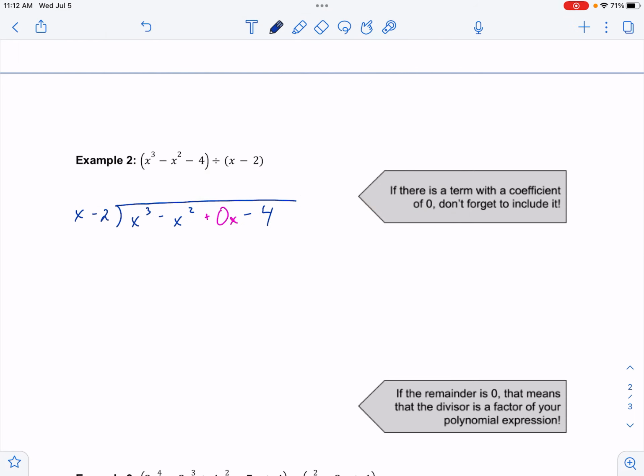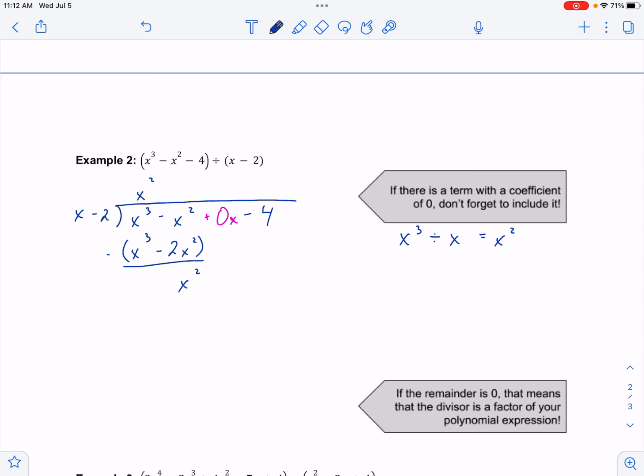Once again, I compare my first term of the question, x cubed, with the first term of the divisor, which is x. And I say, well, what's x cubed divided by x? That's x squared. X squared times x is x cubed. And then I would go x squared times negative 2 is negative 2x squared. And then I need to subtract all of that, leaving me with a positive x squared.